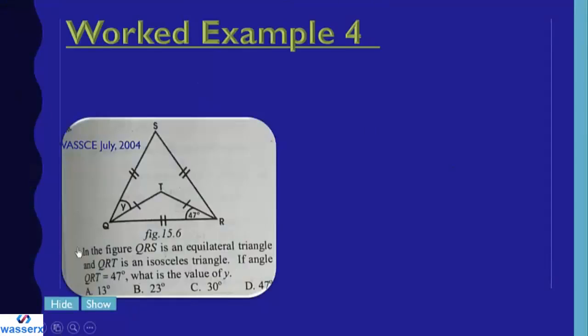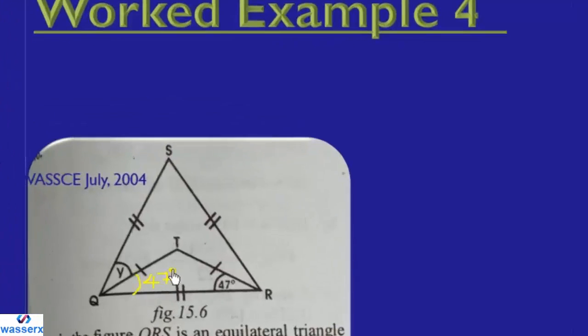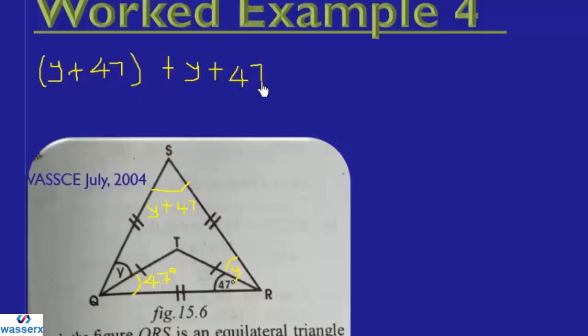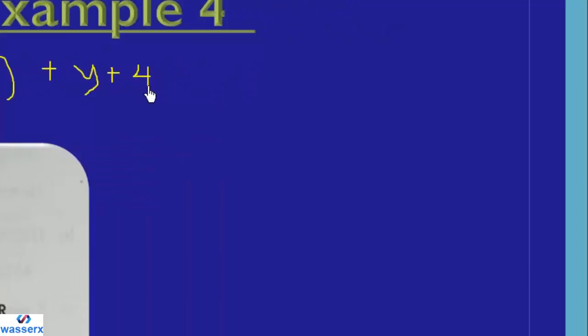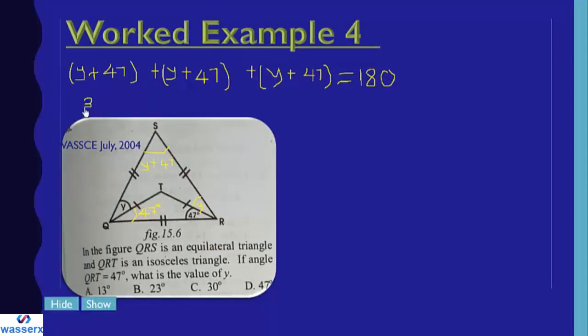We have this one too, and we know this is an isosceles triangle, so this angle over here is also 47 degrees. Now the equilateral triangle also has all angles equal, so this is also y degrees. This is also y plus 47 degrees. Now we can add all the angles in the triangle and get 180, or we equate only one of the angles to 60 degrees. That will be the shortest way to do it, but I'm going about this way, and you get the same result.